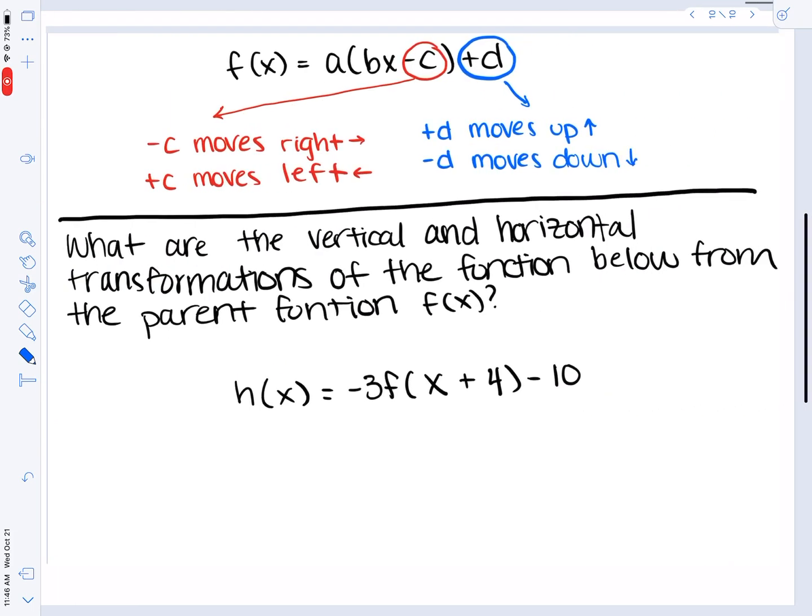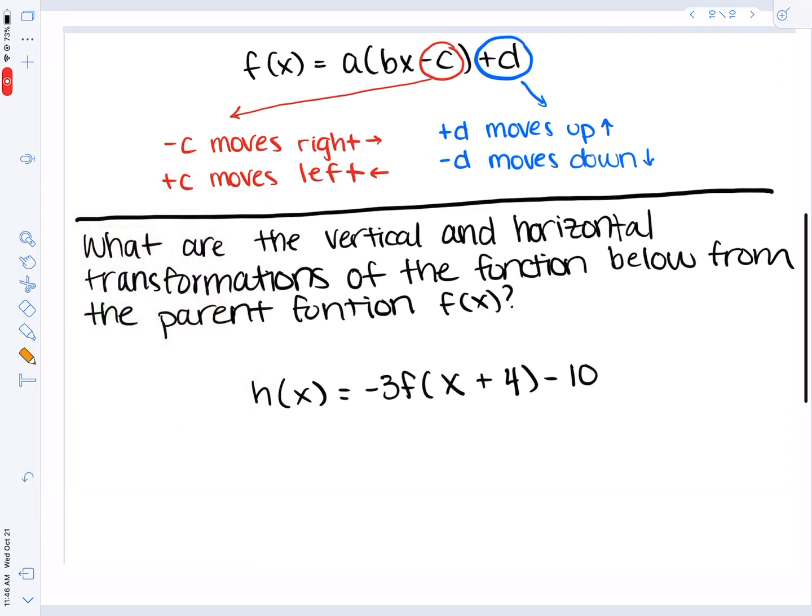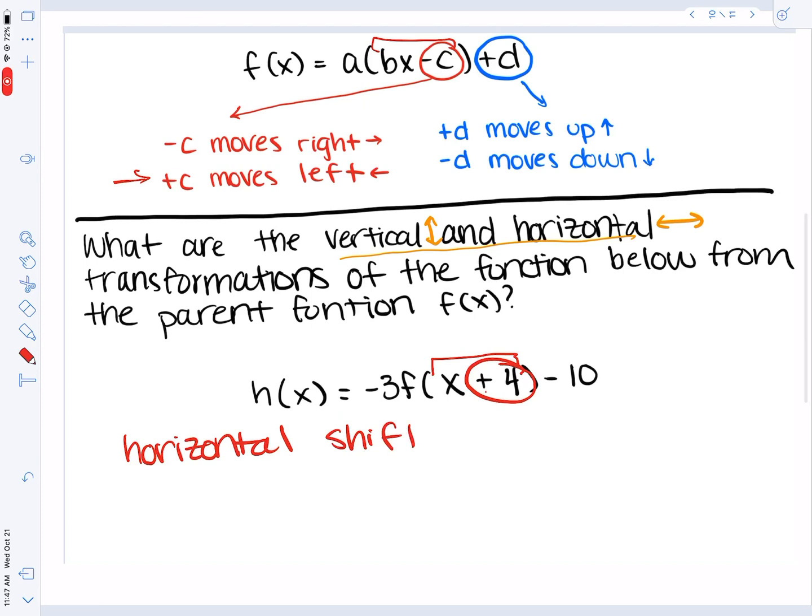All right. So looking at this one, we're first going to read the problem. What are the vertical and horizontal transformations of the function below from the parent function f of x? Remember, vertical is up and down, horizontal is left to right. We're looking for our c value. First, it's inside the house, remember? So you have negative 3 f of x plus 4, minus 10. So what is my c? What number represents the c value? Very good, positive 4. So does the function move left or right? Horizontal, very good. Shift left.